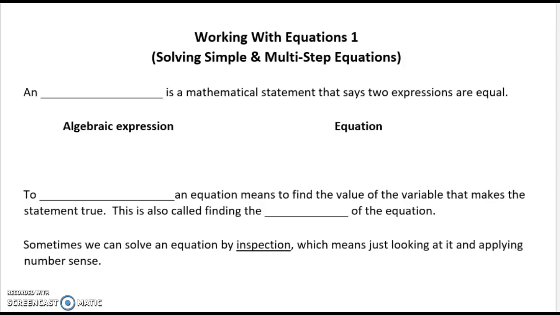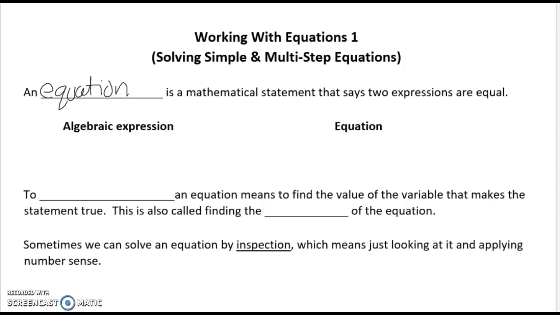All right, so today we are working with equations. Okay, so we're solving simple and multi-step equations. So to get started, an equation is a mathematical statement that says two expressions are equal.